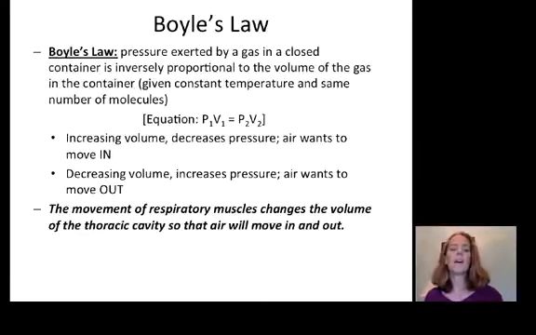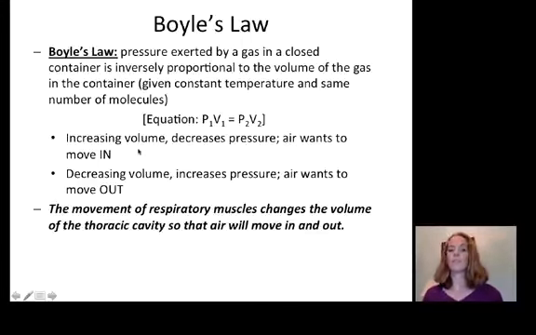So this is based on a law called Boyle's law, which says that the pressure exerted by a gas in a closed container is inversely proportional to the volume. So this is a very fancy way of saying when volume goes up, pressure goes down. So they have an inverse relationship. When one goes up, the other goes down. So just like we did in the chest cavity, when you expand the chest cavity, volume goes up, and that causes pressure to go down. Then air wants to move in.